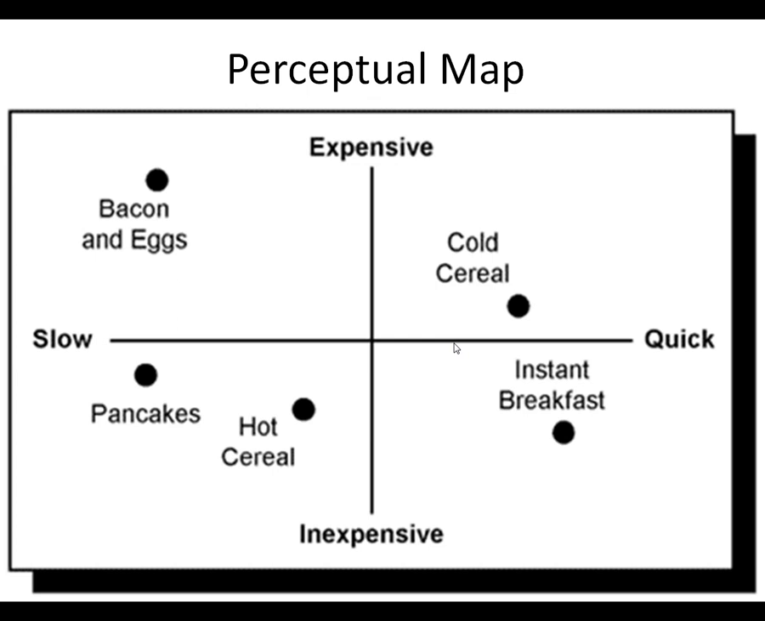So if you were trying to enter into the cold cereal market, for example, you've got to know that you're going to be competing against hot cereal, and that you're more expensive than hot cereal, but you're quicker. So what do you do here? Well, you promote yourself as quick, much quicker than hot cereal. All right. So this just gives us a lot of good graphical information here that will allow us to make some decisions.